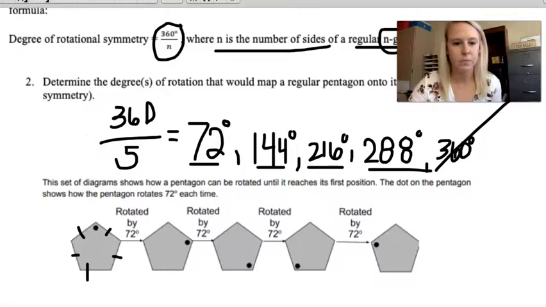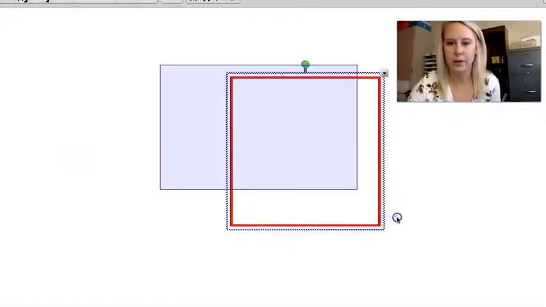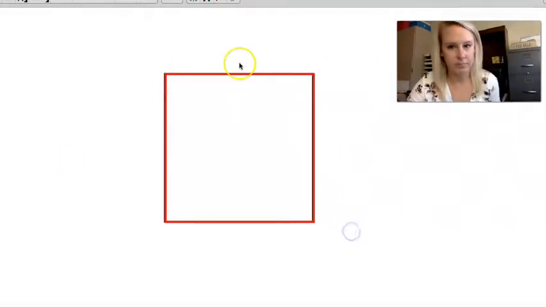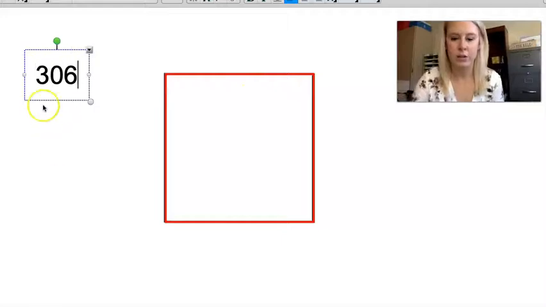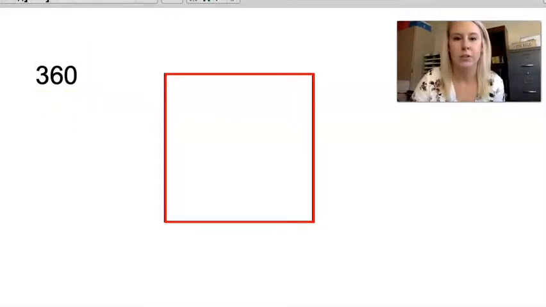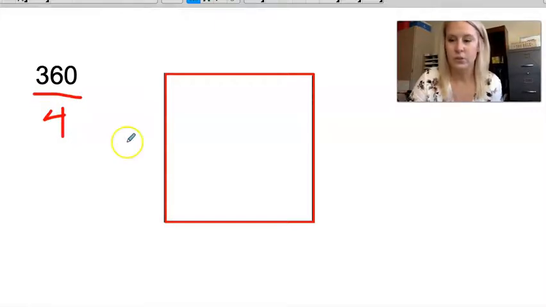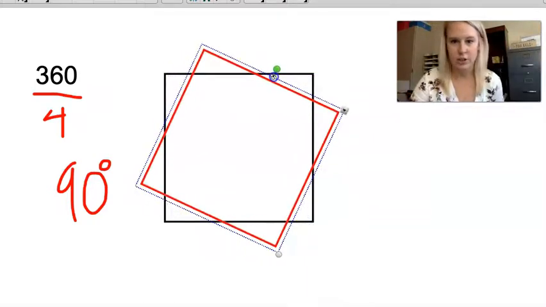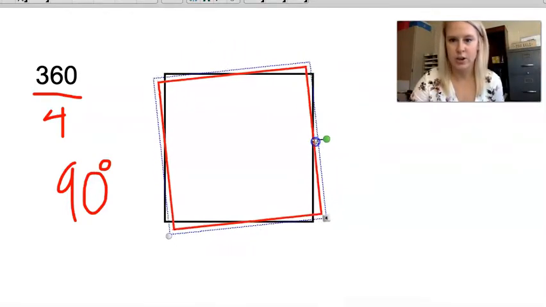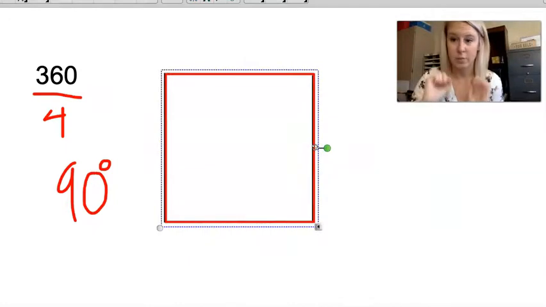Okay, so I'm going to show you a cool thing real quick. So this shape is a square, okay? So if I wanted to do my formula, I would say, hey, 360, and I would divide it by the number of sides, which is 4. 360 divided by 4 is 90, okay? So if I take this shape and move it one turn, let's watch it, 90. So it lined up perfectly.